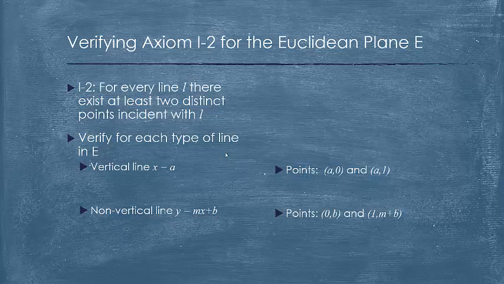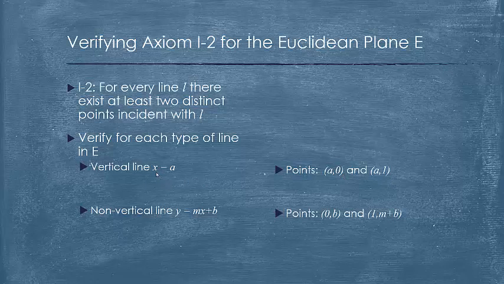To verify the second axiom of incidence, that for every line there exist at least two distinct points incident with that line, we would have to provide examples of a pair of points on the line given, and because the line depends on a parameter a, the pairs of points should also depend on that parameter. This is how you show that for all lines of that type there exist two points which are distinct.